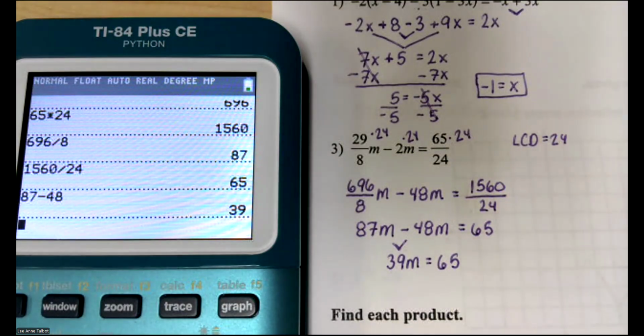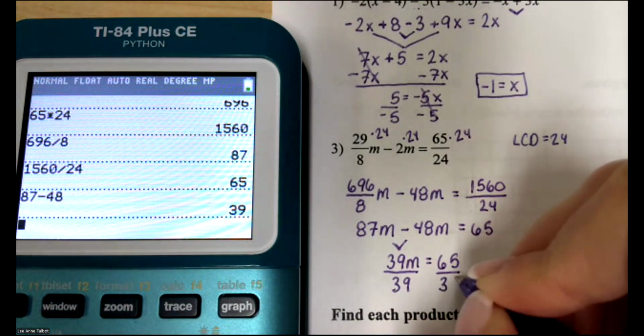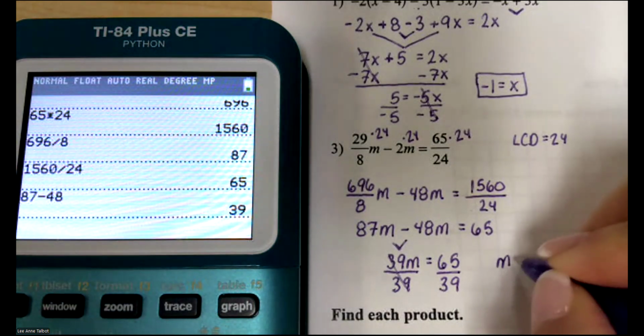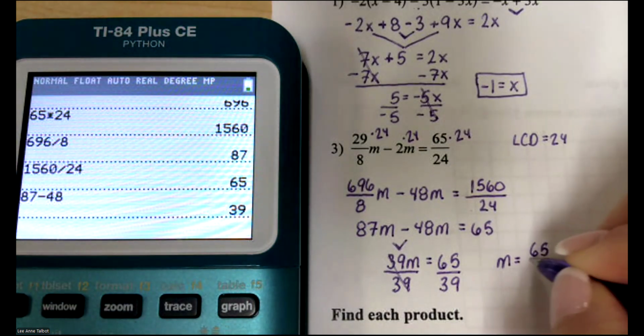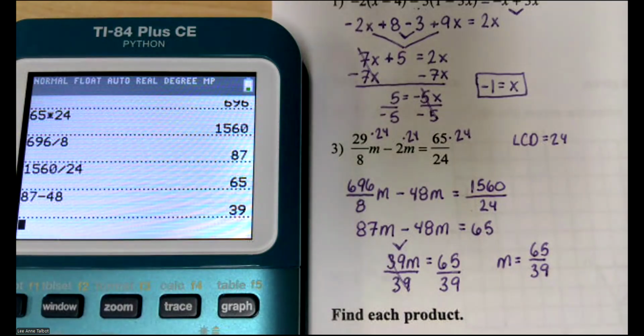Okay. Combine like terms and divide. And it looks like this is a really weird answer, but it's not. Do you guys know what number goes into 65 and 39? It's a weird number. Some people think it's unlucky. 13, right?